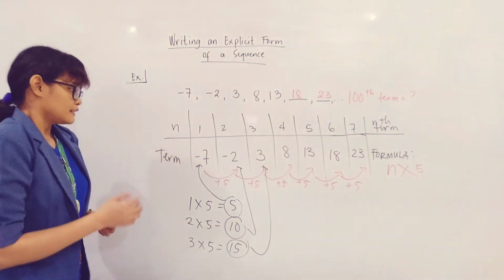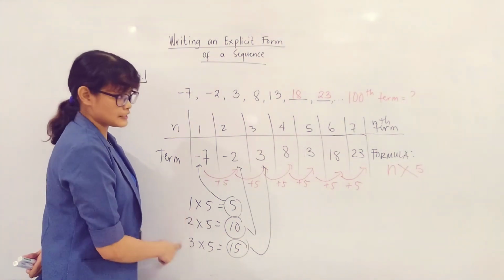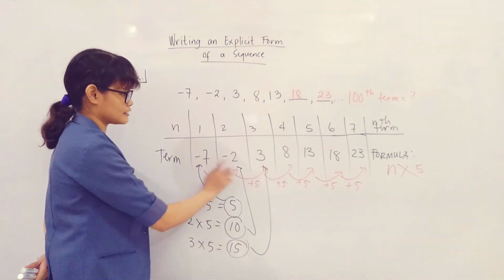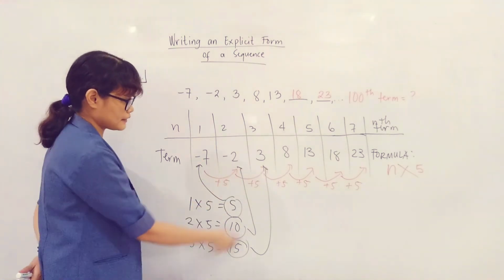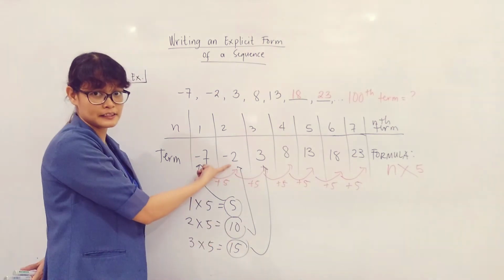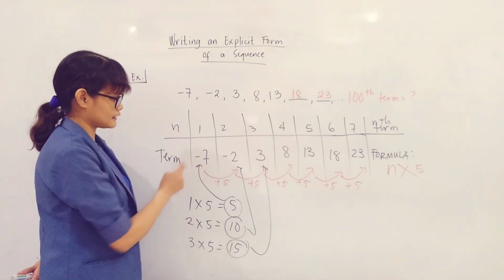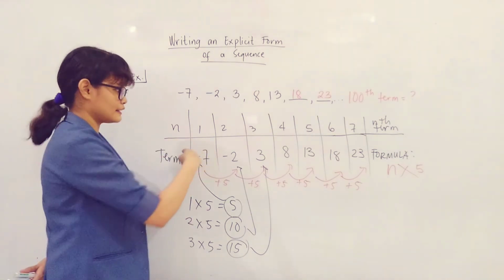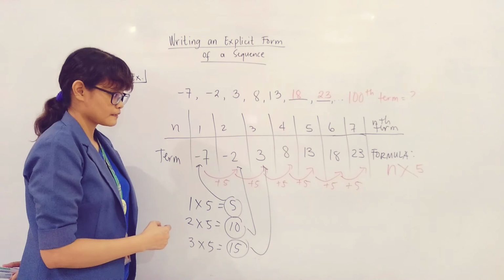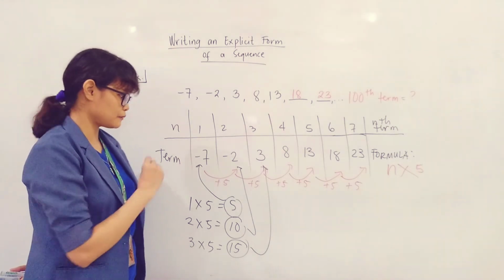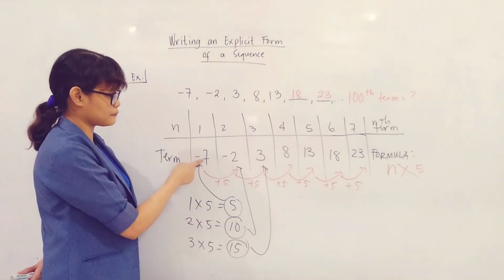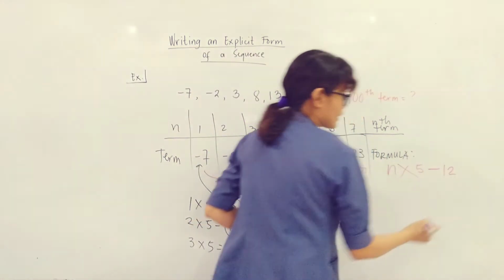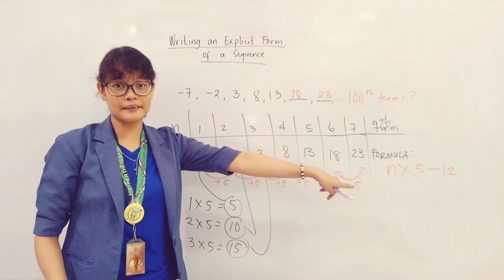Okay, so as we can observe, the product of these terms and 5 are ilang units na greater than these terms na kailangan natin. So you have 15, then this is 3, then 10, plus this is -2. Then you have 5, then this is -7. They are how many units greater than these terms? They are 12 units. Okay, 12 units na mas mataas dito. So ibig sabihin, to be able to get this one, I am going to subtract 12 units from that formula.